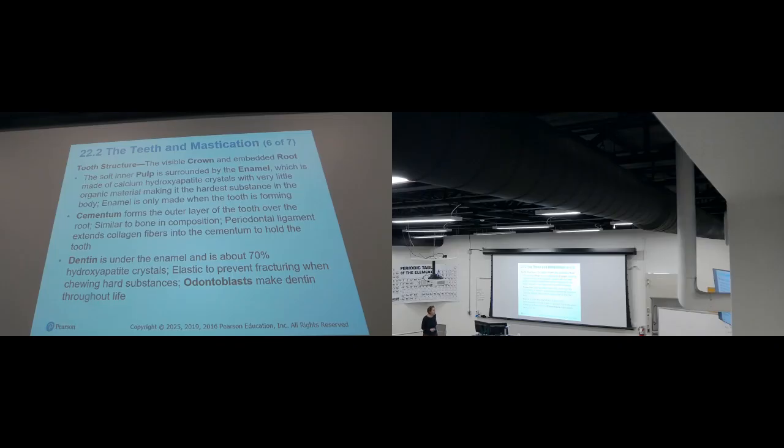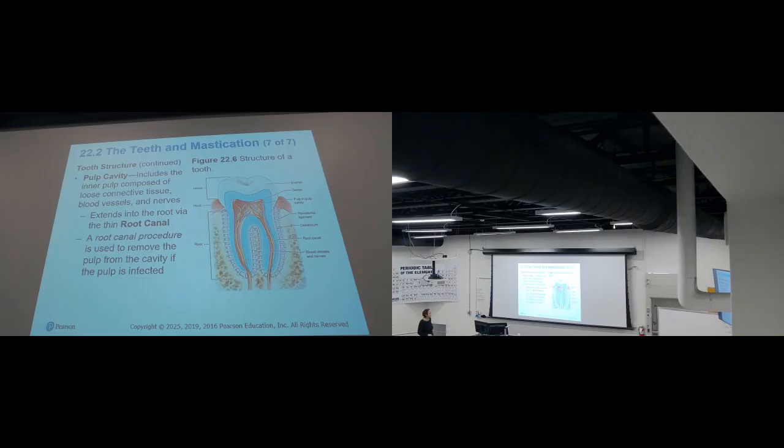Okay? And now in the root, we have a substance that is called cementum. And that cementum is surrounded by the PDL that holds the cementum of the root into the alveolar processes. And now the dentin has 70% hydroxyapatite crystals, and the odontoblasts are cells that make the dentin throughout life.